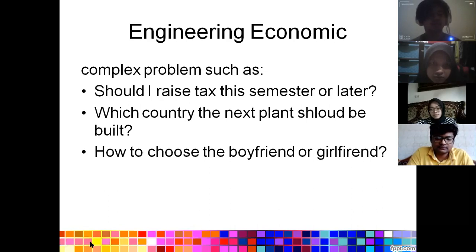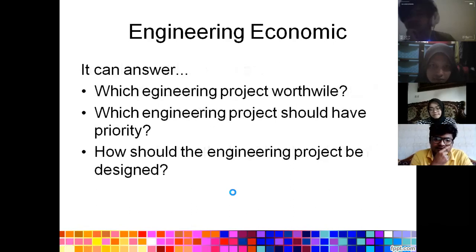Okay, maybe this is the hardest one. How to choose a boyfriend and girlfriend? We can answer this by using engineering economy. Okay, because this is your partner for a lifetime. Yeah, you have to pick the most efficient way. You can use these parameters to answer the latest problem. Okay, now there are so many things that can be answered by engineering economy. So you can learn it later.